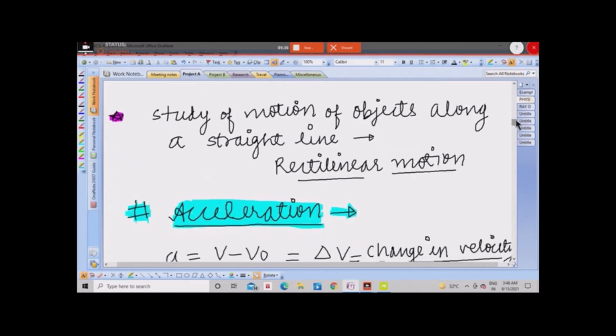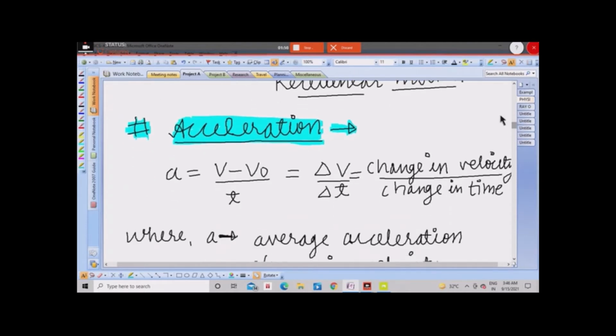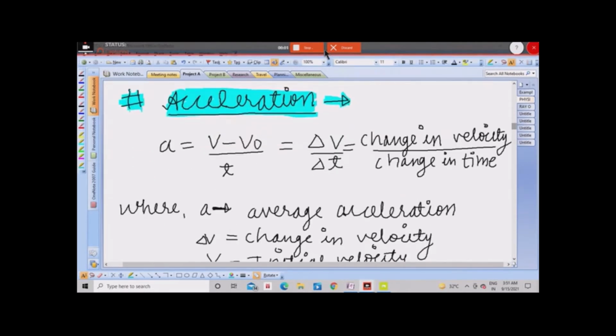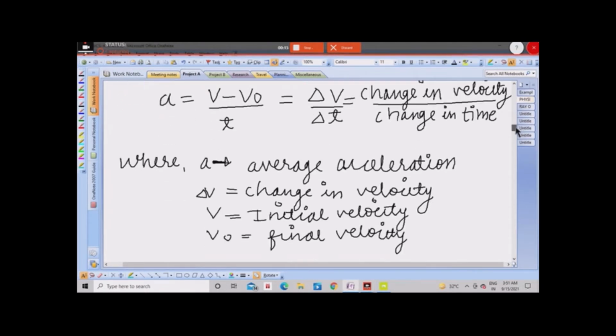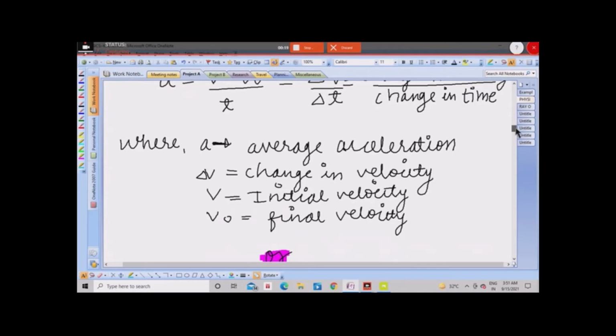So now, study of motion of objects along a straight line. जब हम स्टडी करते हैं ऑब्जेक्ट के मोशन का स्ट्रेट लाइन में, then we can say it as rectilinear motion. Now what is acceleration? Acceleration is change in velocity by change in time. Here change in velocity means change in speed, या change in direction, or change in both. Okay, so now a is average acceleration, delta V is change in velocity, delta T is change in time, V is final velocity, and V naught is initial velocity.